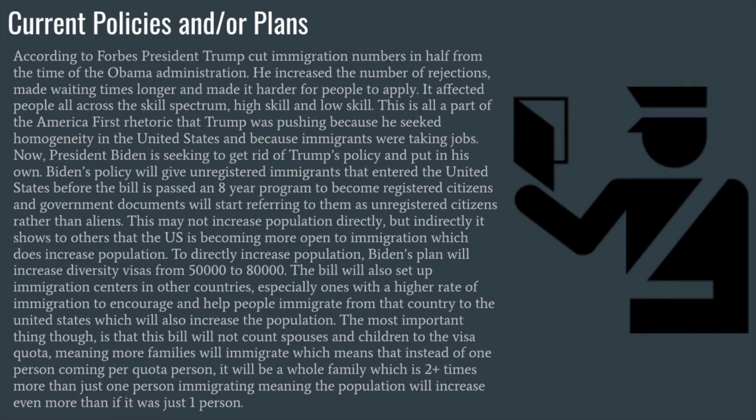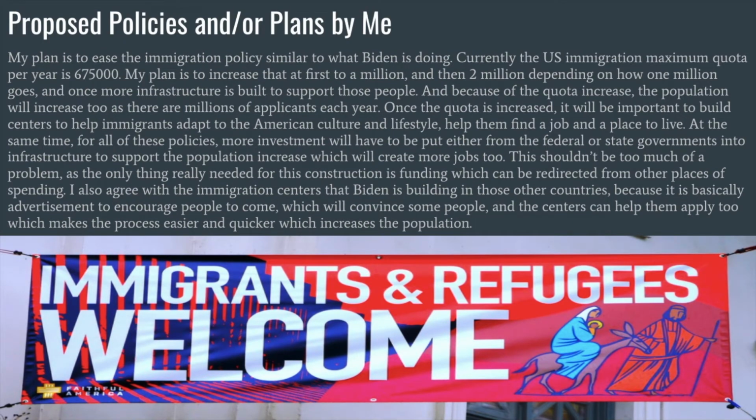Also, immigration centers will be set up in other countries that will help people immigrate and will increase immigration too, increasing population. My plan is to ease the immigration policy similar to what Biden is doing. Currently, the U.S. immigration maximum quota is 675,000 people. My plan is to first increase that to 1 million, and then 2 million, depending on how 1 million is supported in the country. Of course, more infrastructure, places to live, and jobs will have to be created too for these people. However, this shouldn't be too hard, as it just simply requires investment into infrastructure and city building.